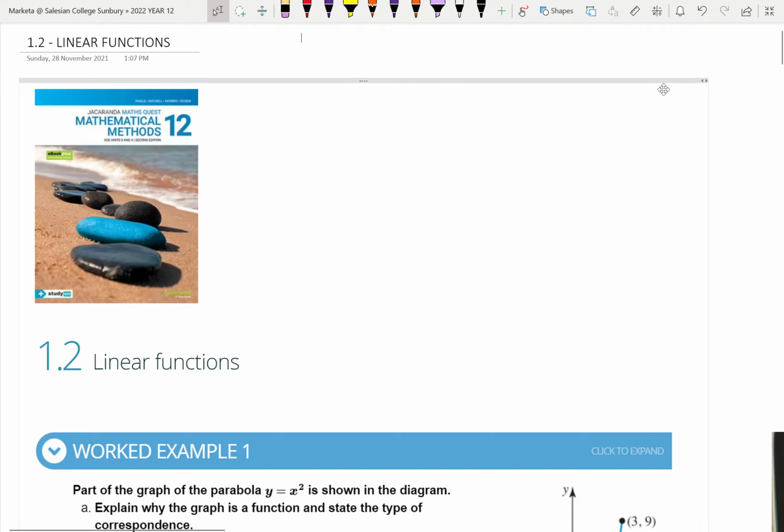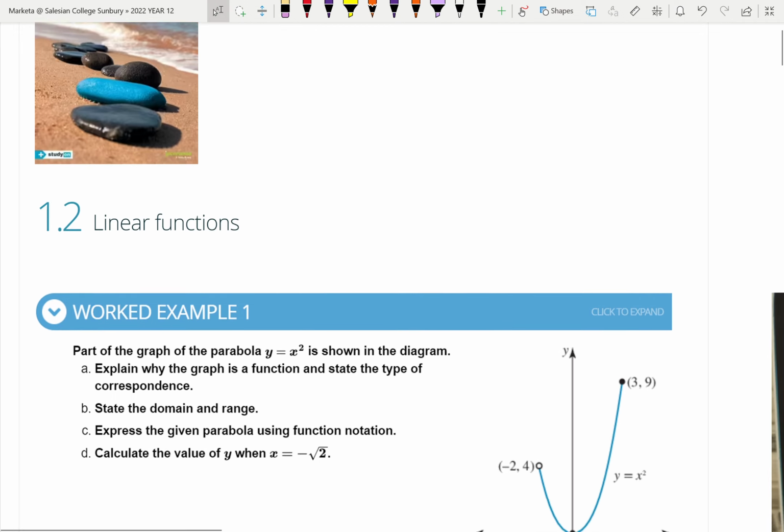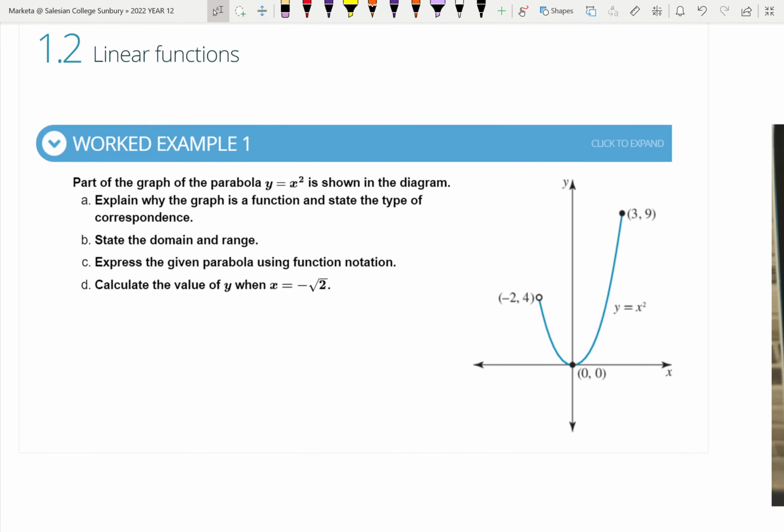Hi everyone. So this is exercise 1.2 from your JacPLUS Methods textbook, Year 12, and we're looking at linear functions. The first example is not really very linear, as you can see, but it's talking to us about functions, so it's a good one. Here is a graph showing y equals x squared, and as you can see, it's got a restriction.